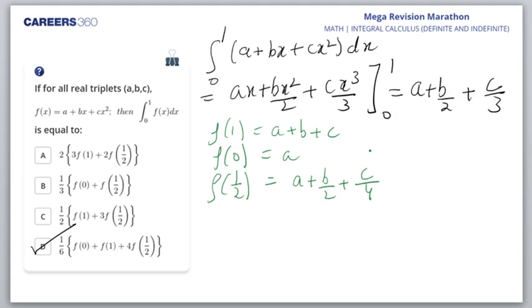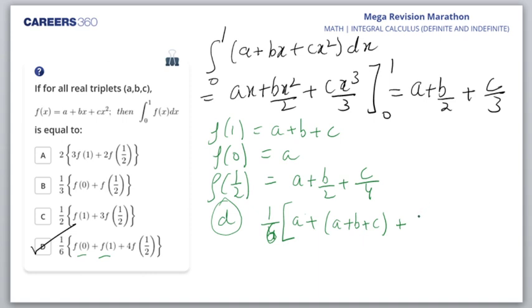So we look at the choices. Let's consider the choice D, as all of you spoke of. So if I consider the choice D, that is the option 4, otherwise you will have to check all the options. So 1 by 6, you take it in the bracket. f0 is what? a. Plus f1 is what? f1 is a plus b plus c, and 4 f half. So 4 times a plus b by 2 plus c by 4. This would be it.